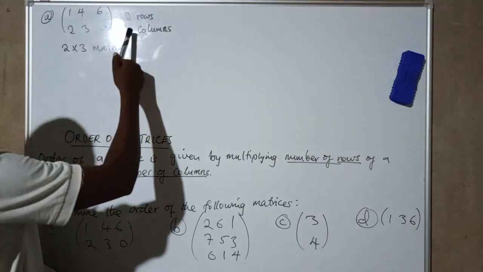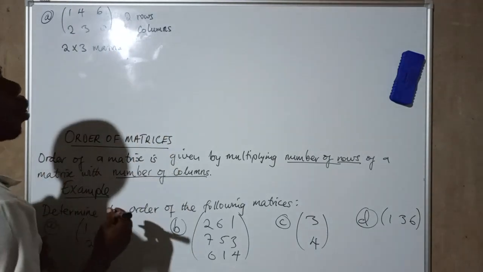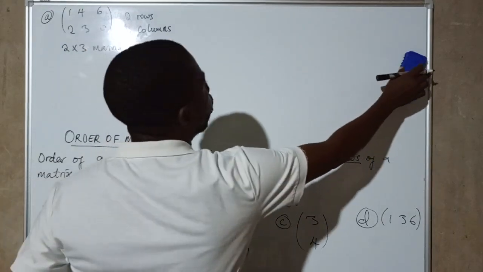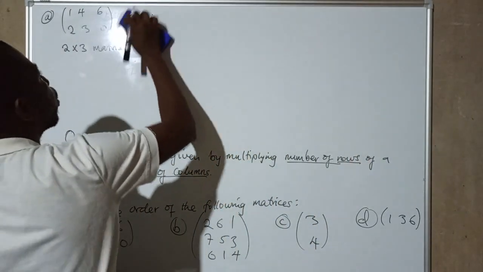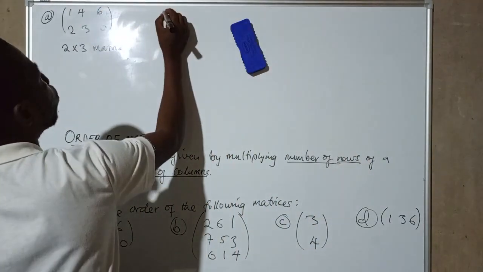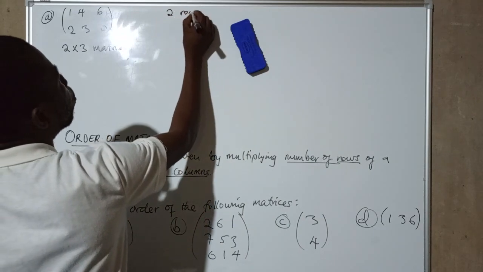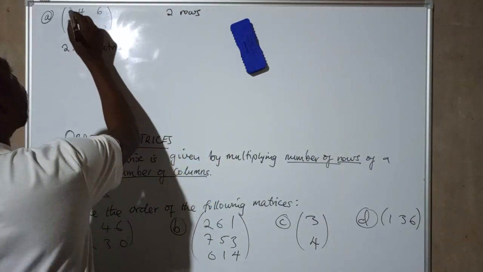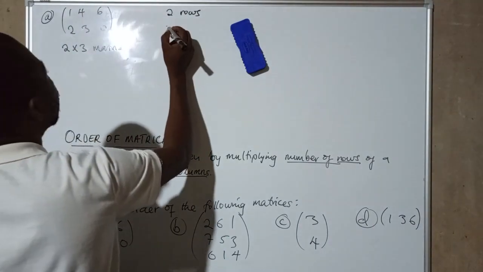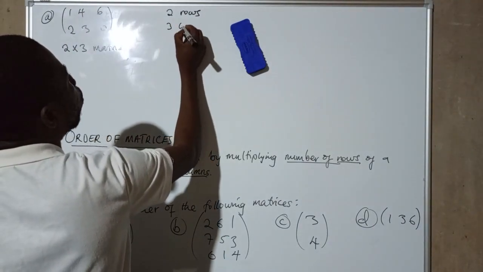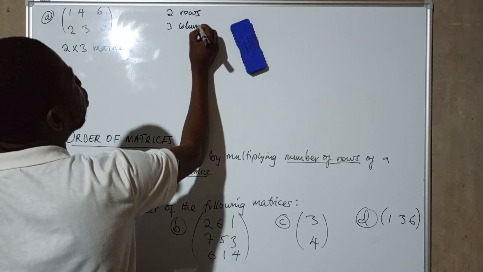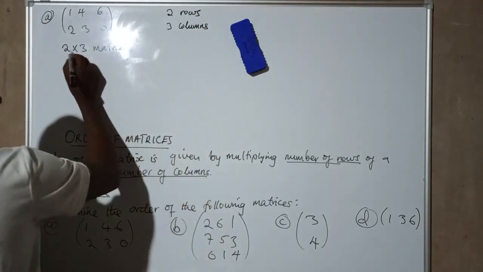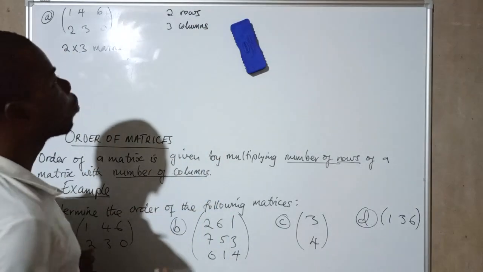Sorry, here there is a 3 because of the reflection of light. So I can say we have 2 rows here, and then we have 3 columns, 1, 2, 3. So it is a 2 by 3 matrix.